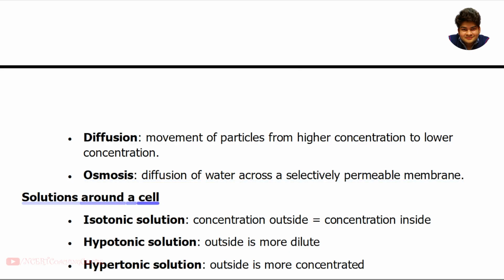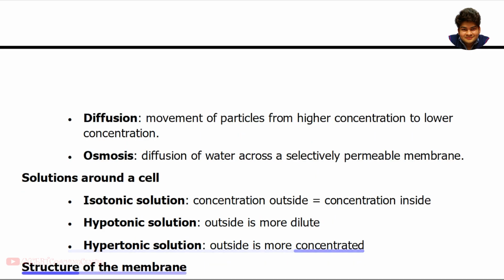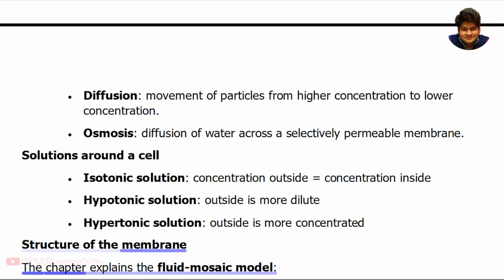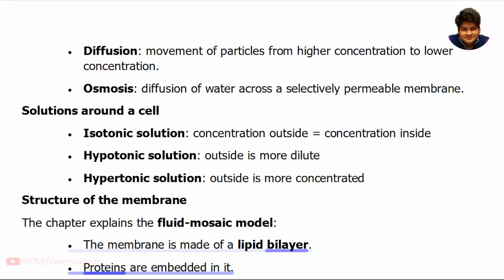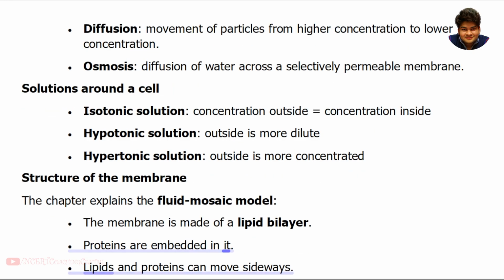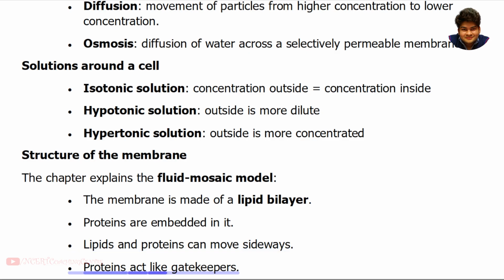Solutions around a cell. Isotonic solution, concentration outside equals concentration inside. Hypotonic solution, outside is more dilute. Hypertonic solution, outside is more concentrated. Structure of the membrane. The chapter explains the fluid mosaic model. The membrane is made of a lipid bilayer. Proteins are embedded in it. Lipids and proteins can move sideways. Proteins act like gatekeepers.